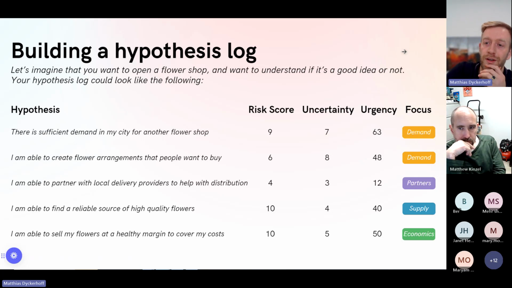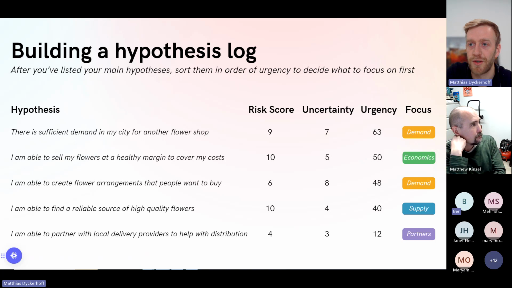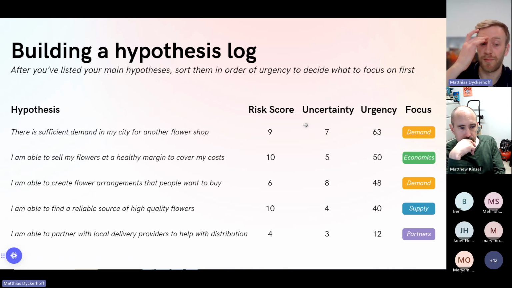And so you can list these out, and once you have a list, then you can sort them by urgency. So here I have a ranked list of hypotheses that I can then target individually from the top down and say, okay, for me to de-risk this business, I need to start with analyzing demand for my flowers. And then I need to look at my margins. Am I actually able to sell at a good price, based on how much I pay for them? And then all the way down.